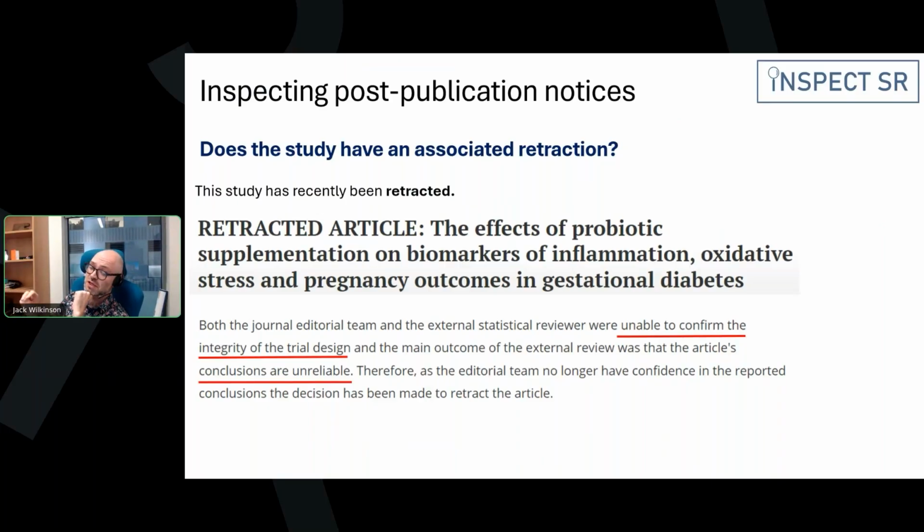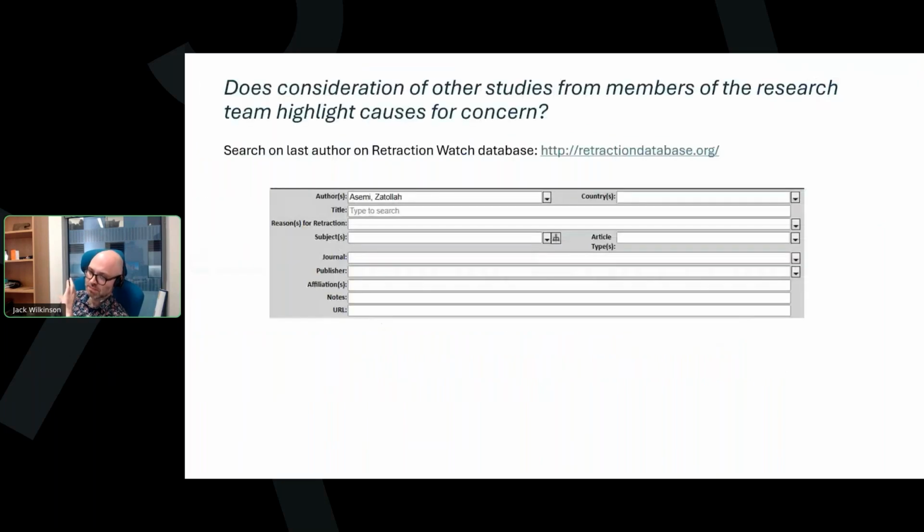Now, importantly, this study wasn't retracted when the systematic review authors did their systematic review. So a question to ask is, would there have been any other signs that could have alerted us to problems, okay? Okay, next check. Does consideration of other studies from members of the research team highlight causes for concern?